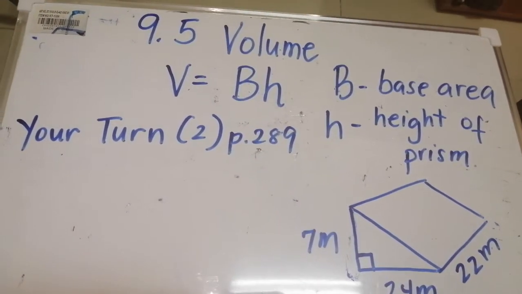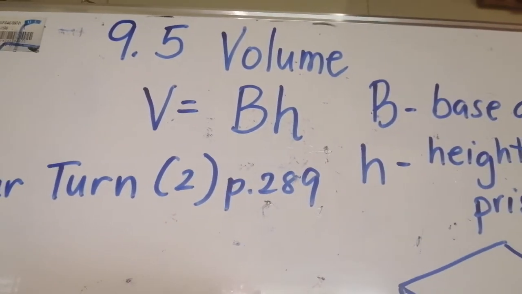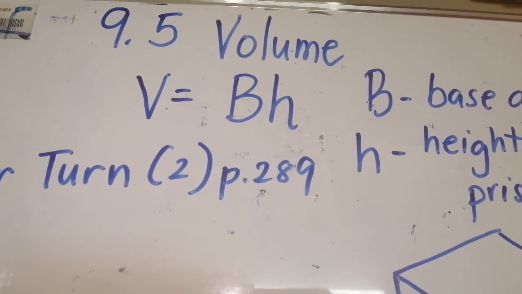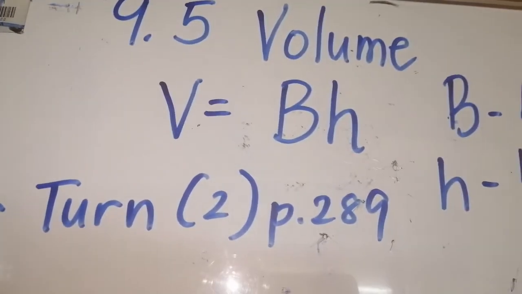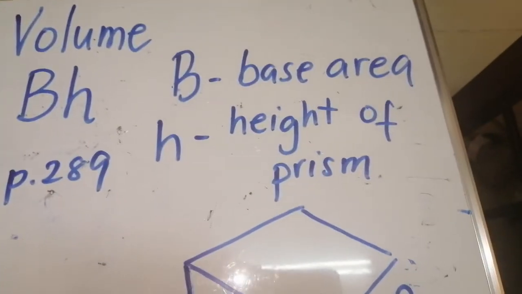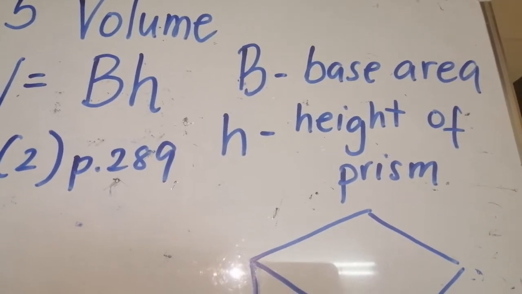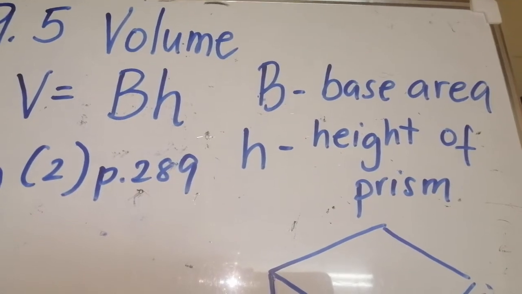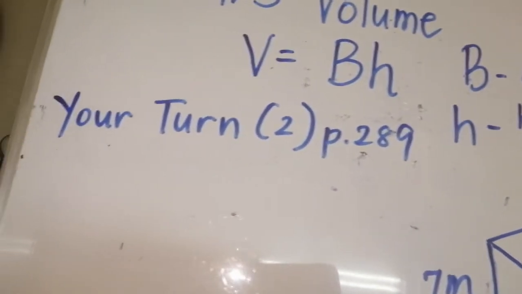Here is the first example, but let me have the formula that we'll be using for this volume. For different prisms, we'll be using the same formula in finding the volume of that prism. Volume is equal to BH, wherein B is the base area and H is the height of the prism. We use these two variables also in finding the surface area. Okay, let's go to your turn 2.